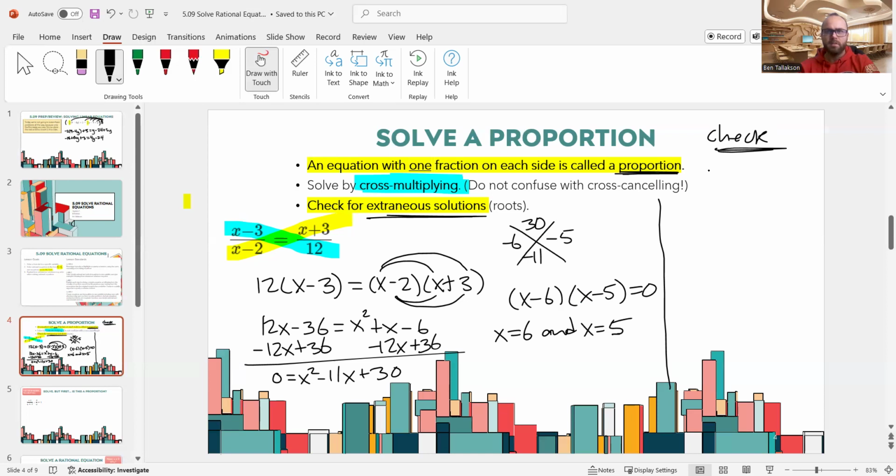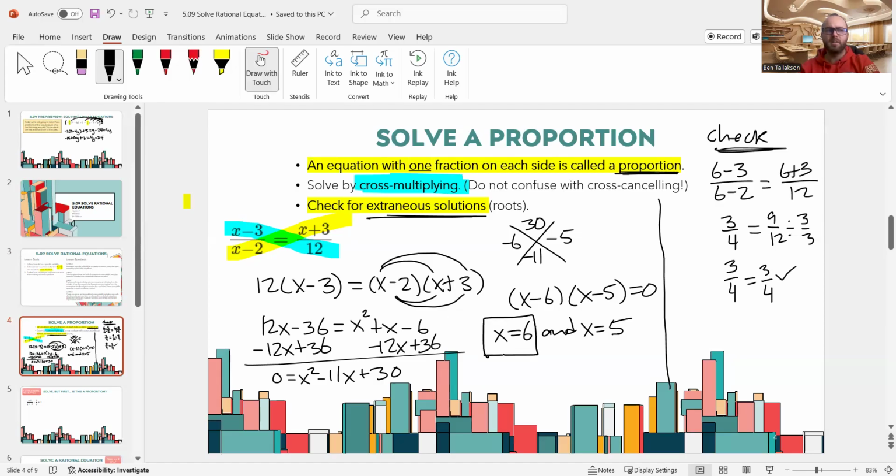Okay, x equals 6, so 6 minus 3, 6 minus 2, 6 plus 3, and then just 12. So we get 3/4, 9/12. Well, you divide that by 3/3, and you get a true statement. So, x equals 6 is actually a solution.